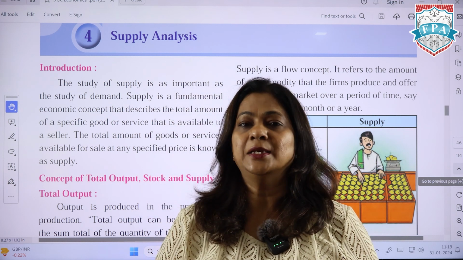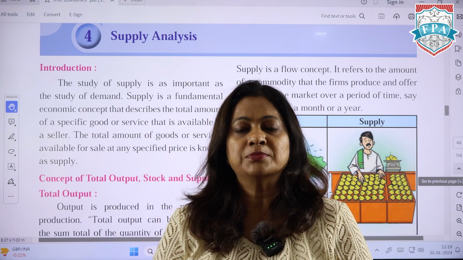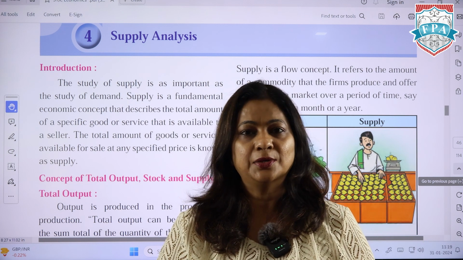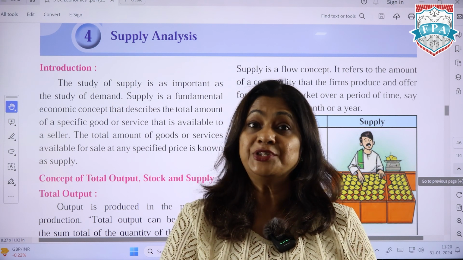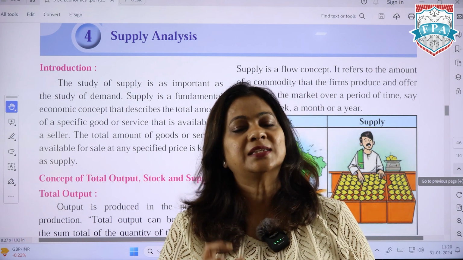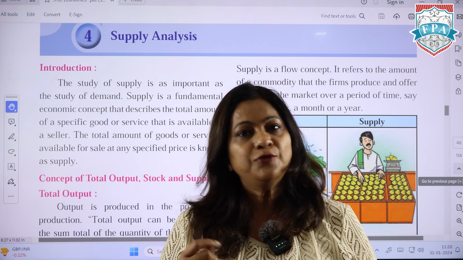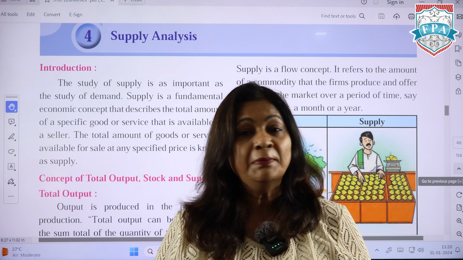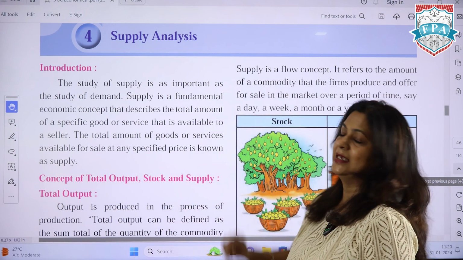One thing I keep repeating: we think theory means just mug it up and puke it out as far as the exam is concerned. Guys, you will not get good marks in economics that way, because your HSC board paper has question number 1, which is of 20 marks, and even question number 2 and 3 are asking very nice questions, especially question number 1, wherein if you have not understood the concept, you will not be able to write, right? So merely mugging up will not help. On that note, let's start the chapter supply analysis.